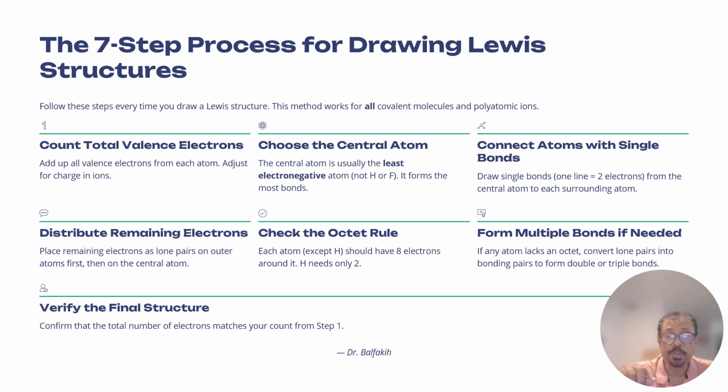The fifth step, check for the octet rule. If each atom has still not reached an octet or 8 electrons, then we're going to create a double bond. If it works, that's fine. If you still need more electrons, you create a triple bond. In the final structure, all atoms should have 8 electrons around them.